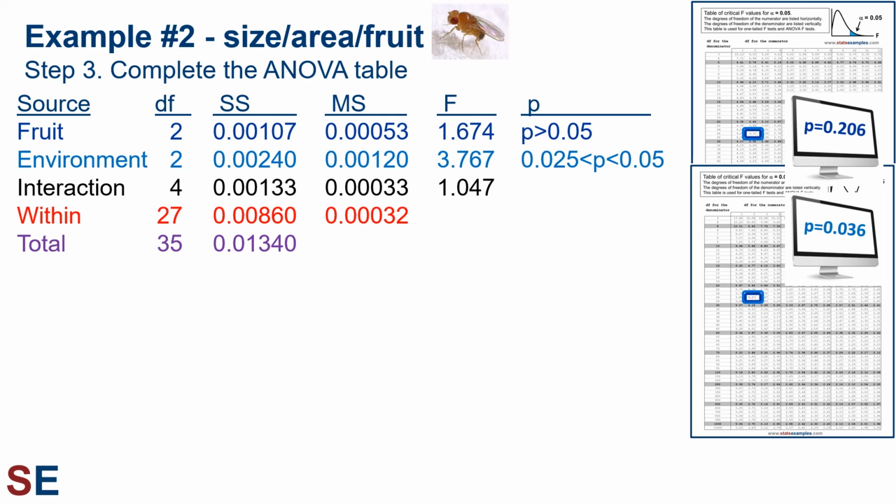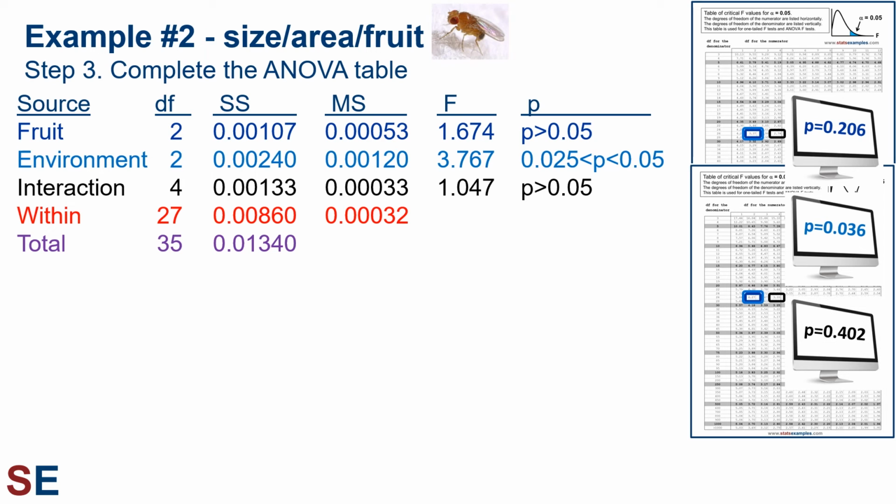For the environment factor, the F-value is 3.767, with 2 degrees of freedom in the numerator and 27 degrees of freedom in the denominator. Looking at tables of critical F-values, we see that the p-value will be less than 0.05, but more than 0.025, with an exact p-value of 0.036 according to the computer.